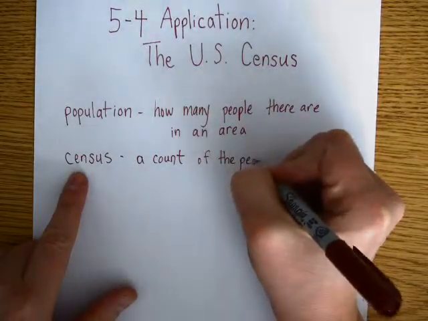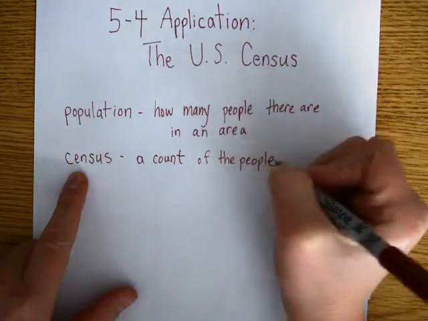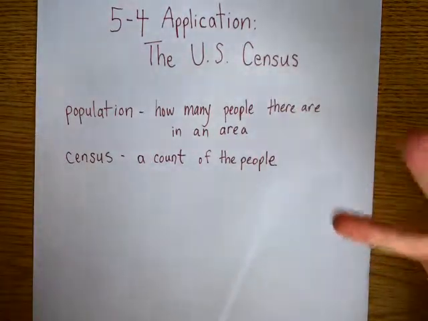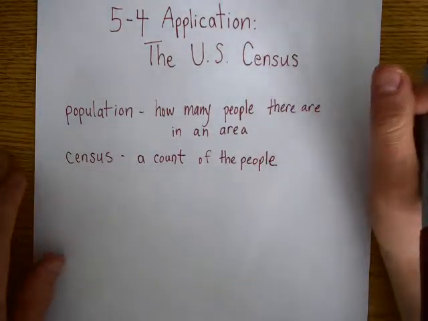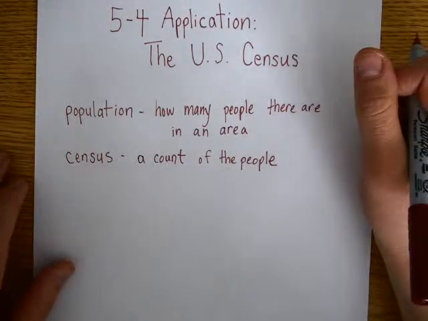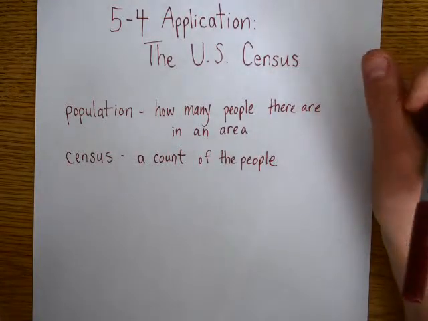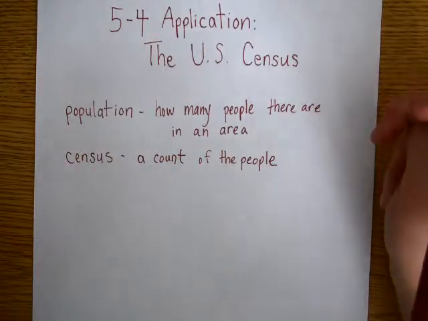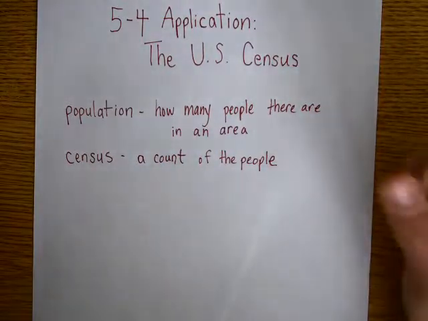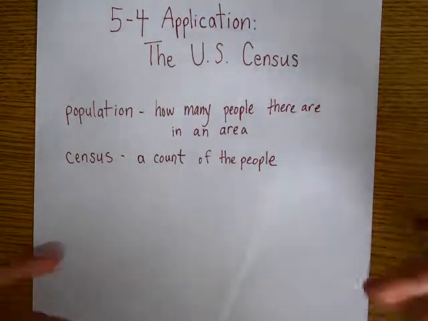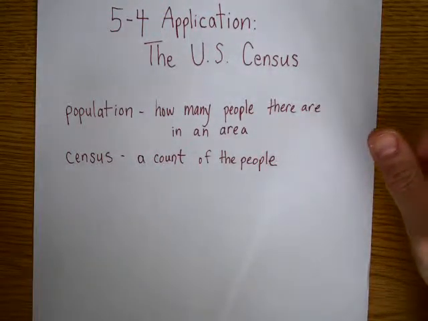Now, a census isn't going to be a perfect count. However, there are methods in place to do the best we can to figure out how many people there are in certain places. People will actually go door to door and ask how many people are living in the house, and they try to figure out how many people actually live in certain places.